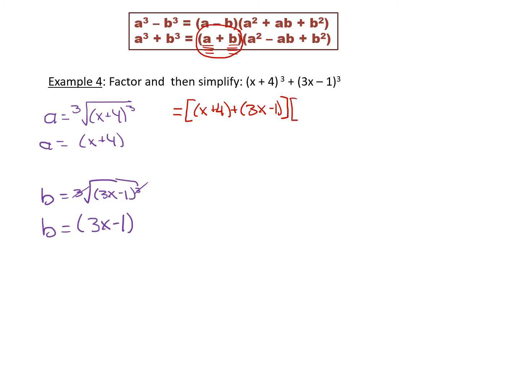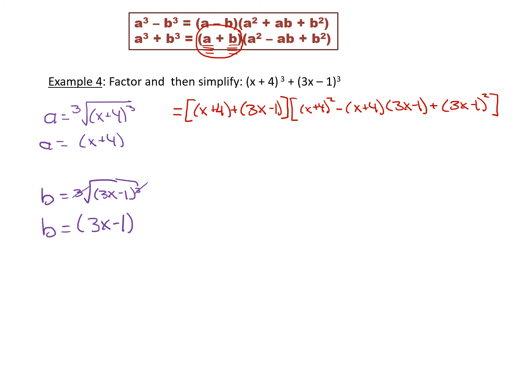So now I need a squared. Okay, my a is x plus 4, so I'm just going to put a square on that, minus a times b, so I'm going to put my two brackets together, x plus 4 times 3x minus 1, and then plus b squared, so that's 3x minus 1 squared, square bracket. So the question said factor and then simplify. So we have factored it. We've done the first part, but we have to simplify it now.